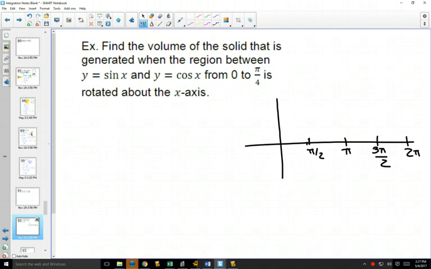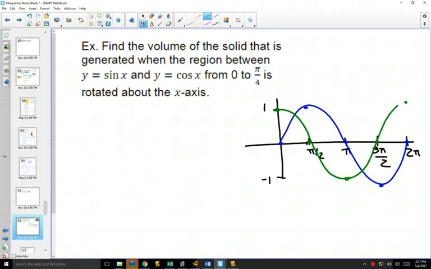If we think about our sine graph, I'll graph sine in blue. It goes up to 1, down to minus 1. There's our standard sine graph. And if we do cos graph in green, there's our cos graph from 0 to 2 pi.